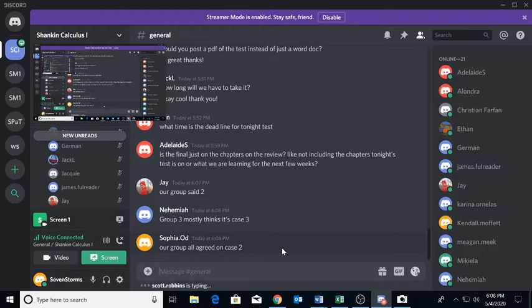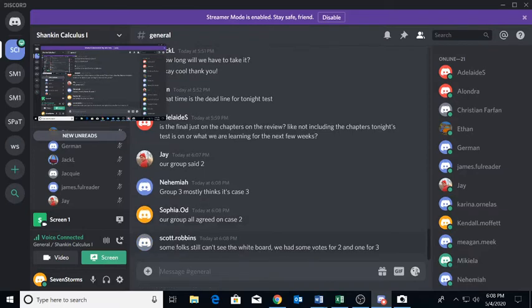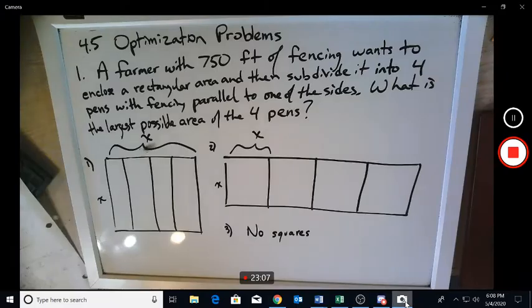All right, we're seeing more going for case 2. Some folks still can't see the whiteboard. All right, I'll have to look into some kind of issue with my camera in this computer. All right, so the biggest consensus was for case 2.